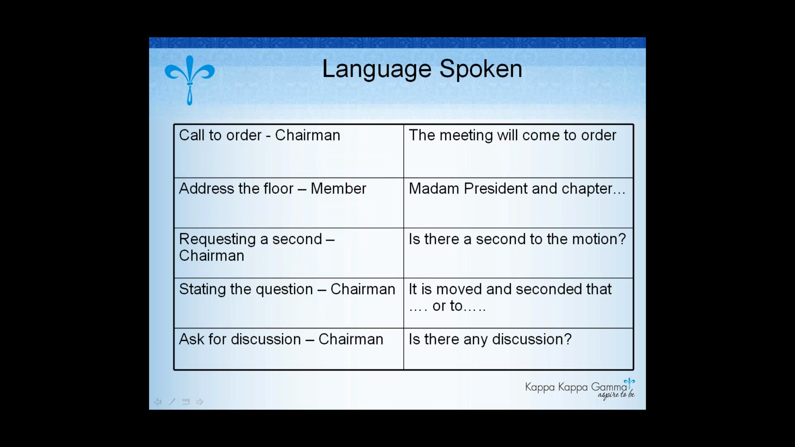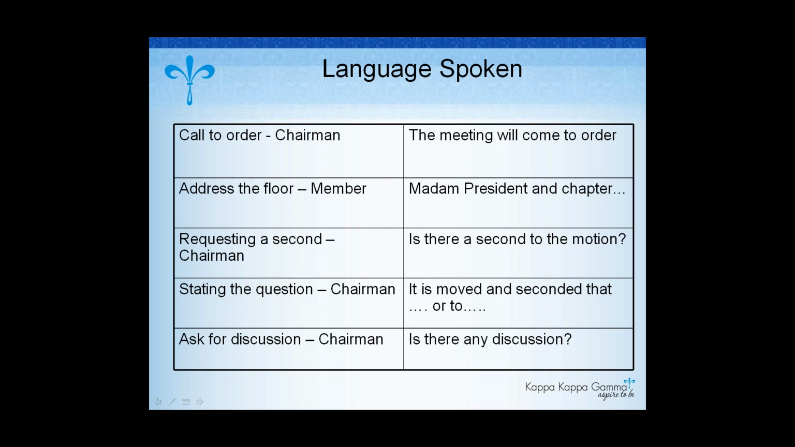When the chairman calls the meeting to order, the words that she uses are, the meeting will come to order. A member who addresses the floor, if they're going to address the president, would say, Madam President and chapter. Some say Madam President and sister, some just say Madam President. All of those will work. It's just whatever is tradition within your chapter.